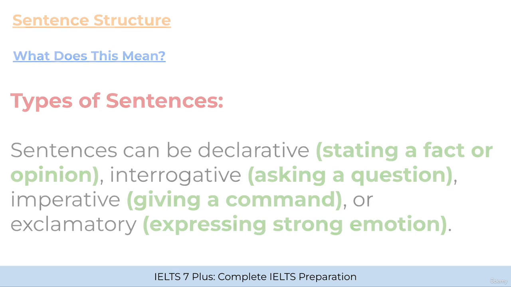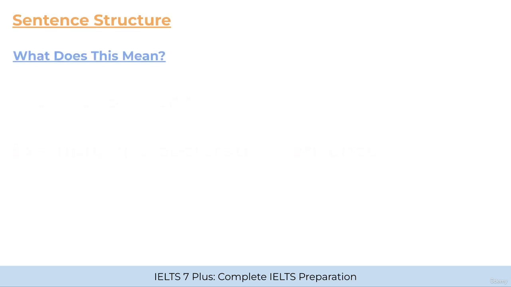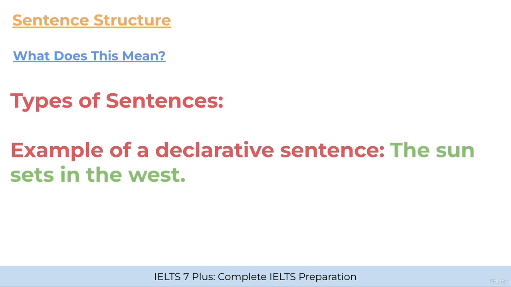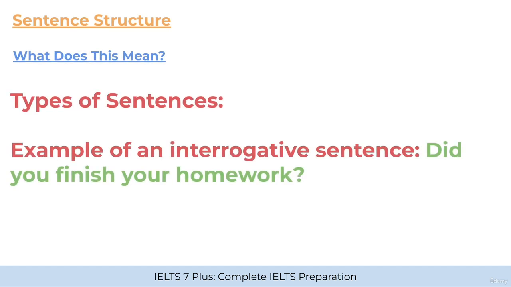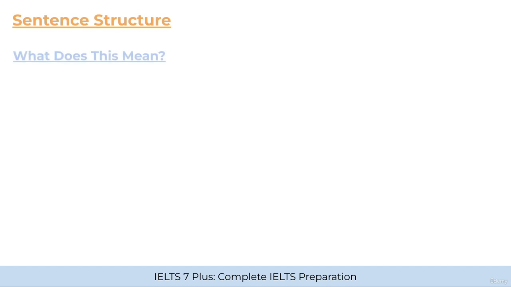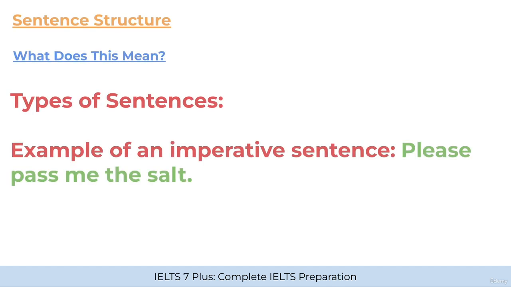So let's look at an example for each of these. You can have a declarative sentence, the sun sets in the west. There we go, it's a fact, something that happens, it's a truth. An interrogative, did you finish your homework? So that's a question here. An imperative, please pass me the salt. That's a command, a request if you like.